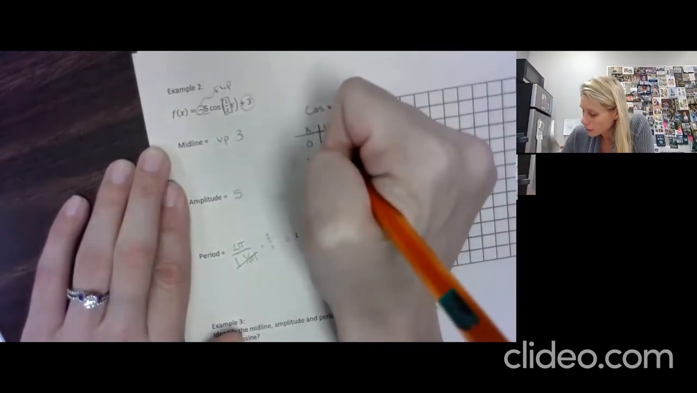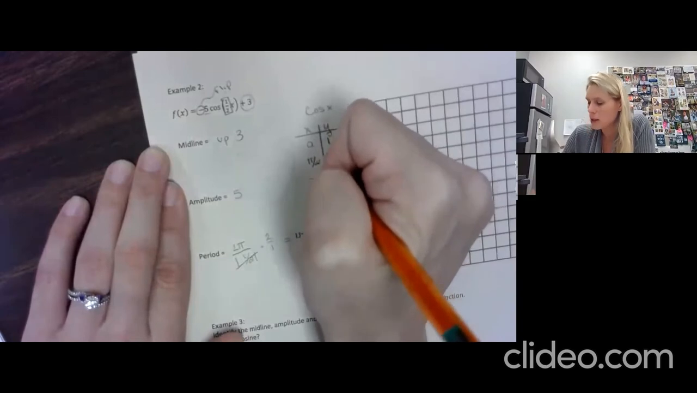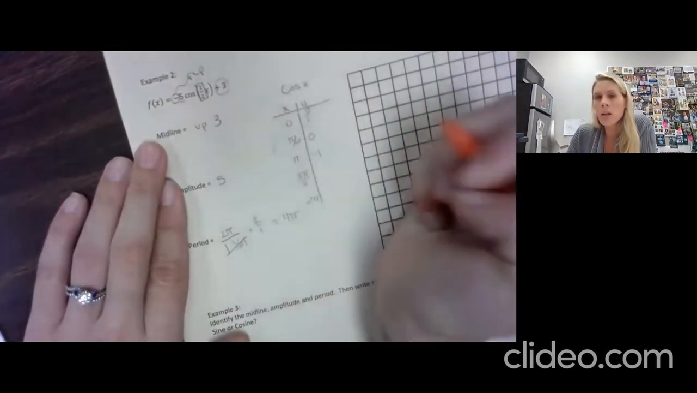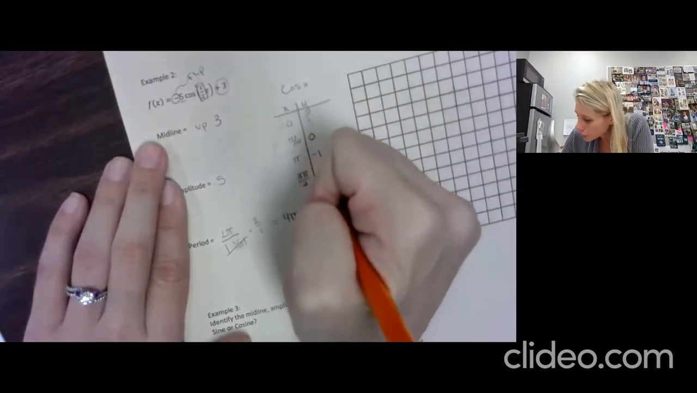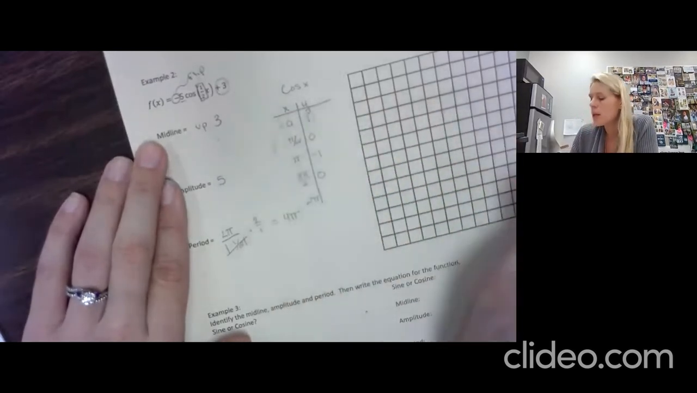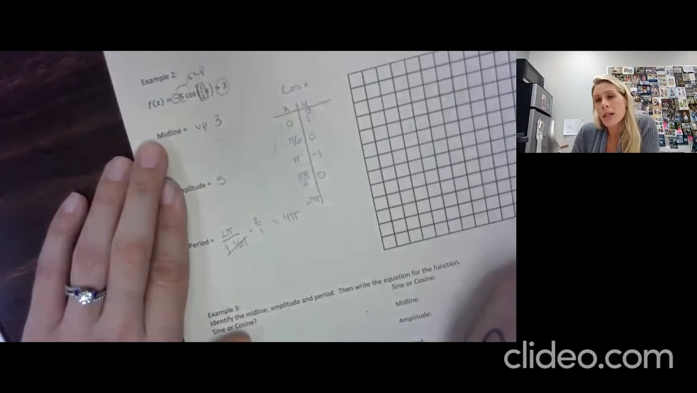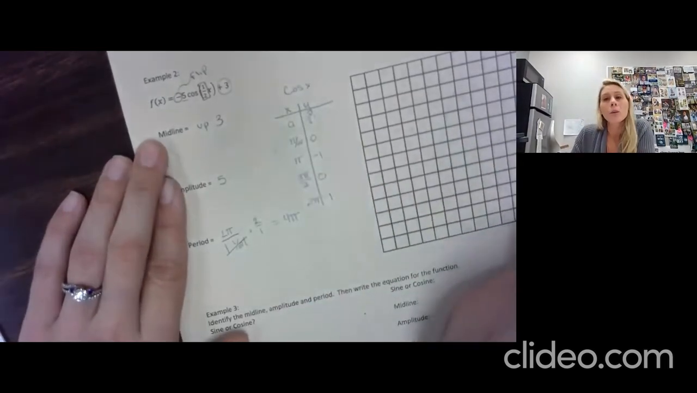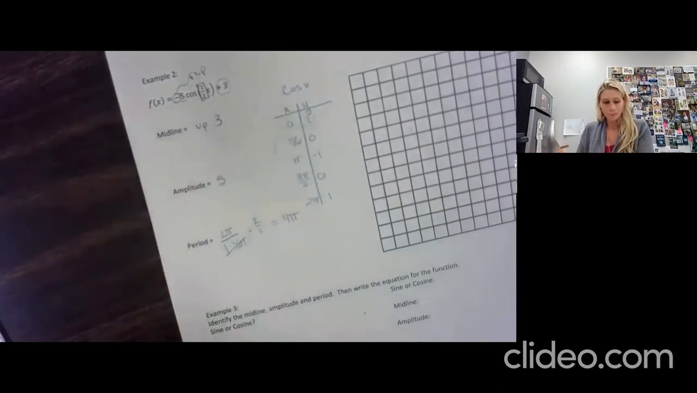At pi over 2, cosine is 0. At pi, cosine is -1. At 3 pi over 2, cosine is 0. And when we're back at our rotation there, at 2 pi, cosine is 1. Again, if you want to double check, you can look at your unit circle and look at those coordinates.